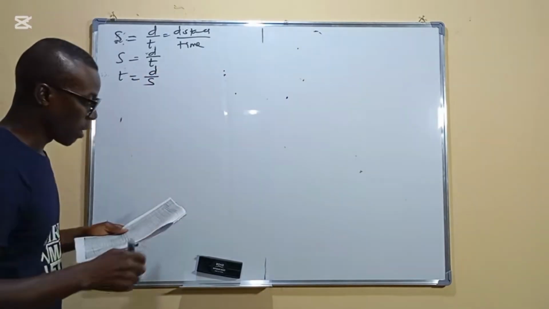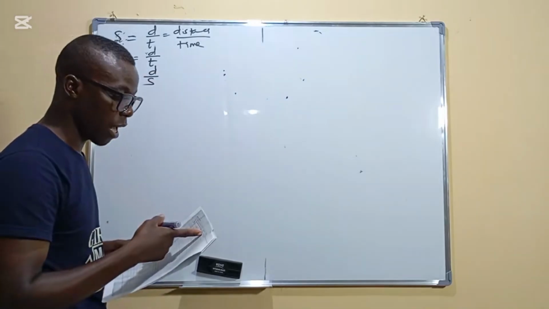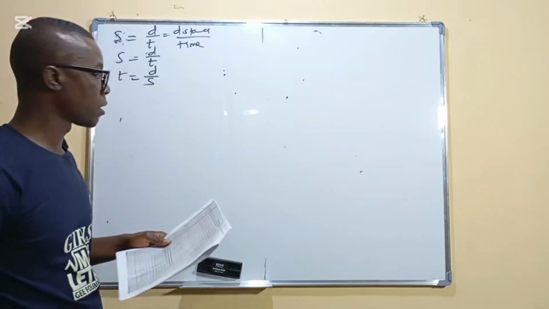So now going back to the question, they say a car traveled a distance of what we have there at 67.5 kilometers per hour.